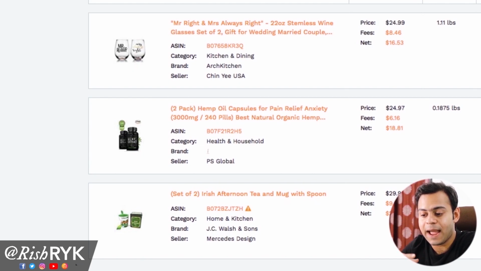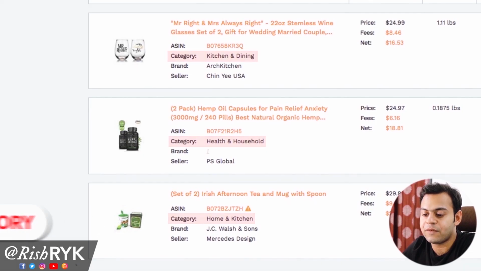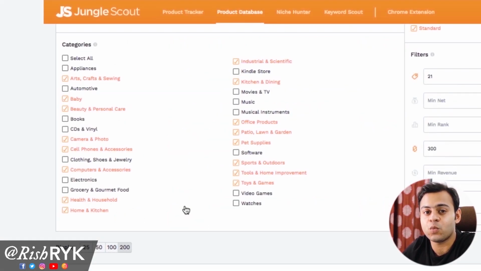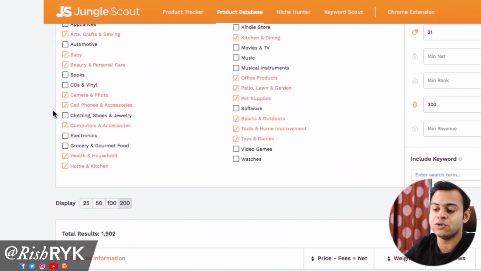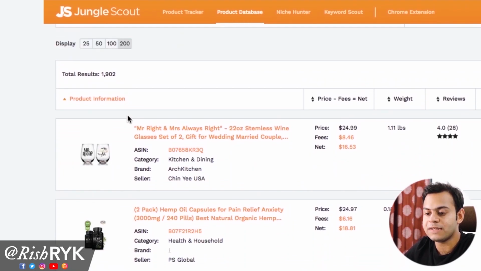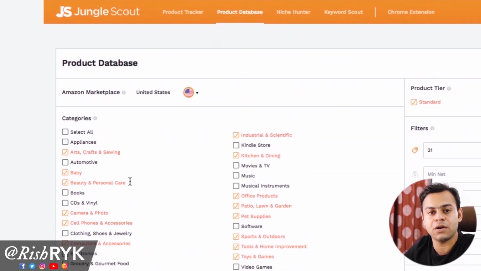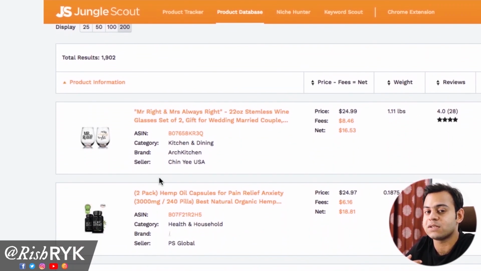Next, you see the category the product belongs to. Again, we have already filtered out certain categories which we think are either too complicated, too competitive, or gated, and you should not even think about those. That's why you wouldn't see any of the categories which we have turned off. So don't panic if you don't see certain categories. You just have to go over here in this section and check which ones are turned on and which ones are turned off for your search results.